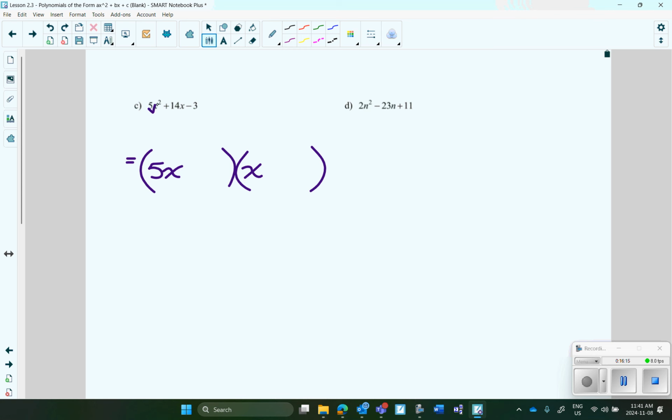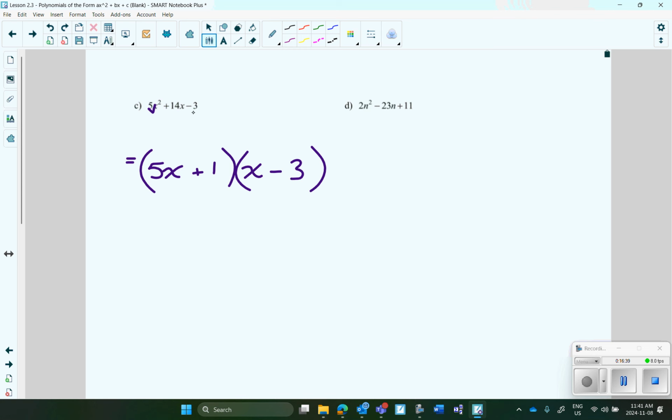So there's lots of choices for -3. But you could have -3 times 1, or +3 times -1, or you could put the 1 first and then the 3 after. What do you want to try? Okay. Let's try that.